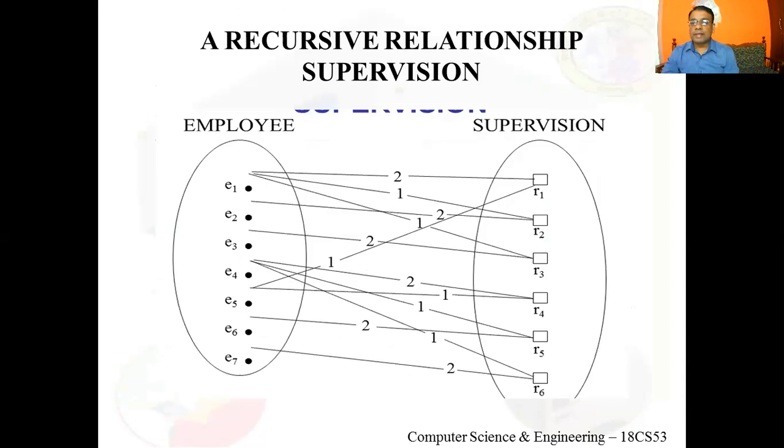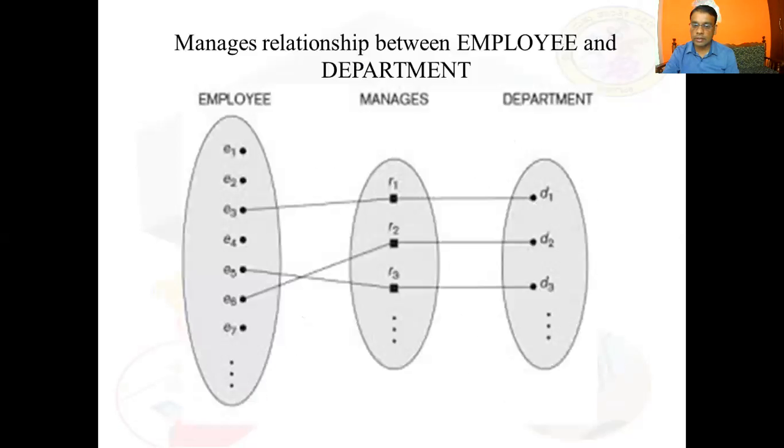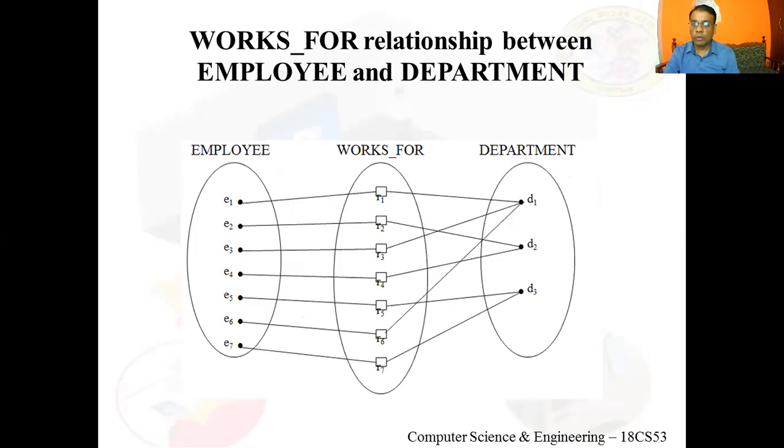So the next topic is recursive relationship. Before that, I just need to tell about the role names. Role name signifies the role that the participating entities are playing, as it directly indicates the kind of role that the participating entities are playing. So in the works for relationship type, employee plays the role of worker and department plays the role of employer. The role names are very much straightforward.